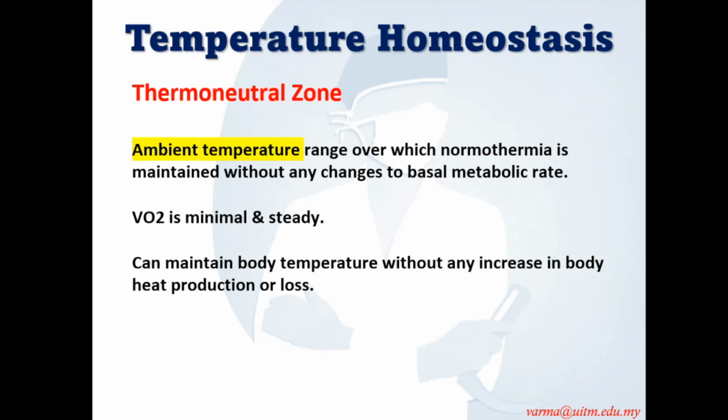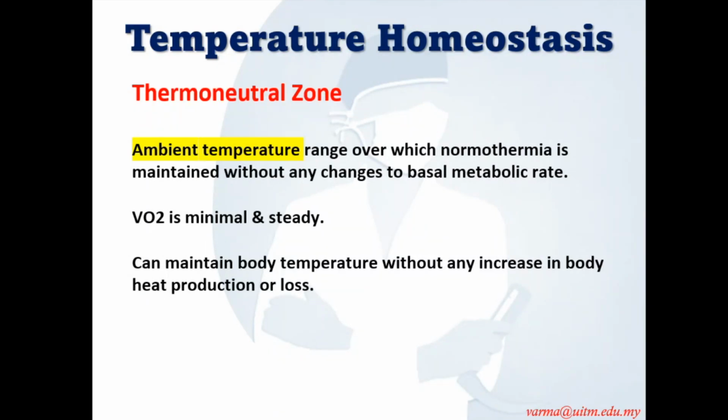The oxygen consumption, VO2, is minimal and steady. It means within this ambient temperature, a person can maintain body temperature without any increase in body heat production or loss. It means there is no activation of thermoregulatory mechanisms. This is the ambient temperature range over which thermoregulatory mechanisms do not get activated, because it can maintain normothermia within this range without any changes in basal metabolic rate. The VO2 is minimal and steady because basal metabolic rate is maintained.